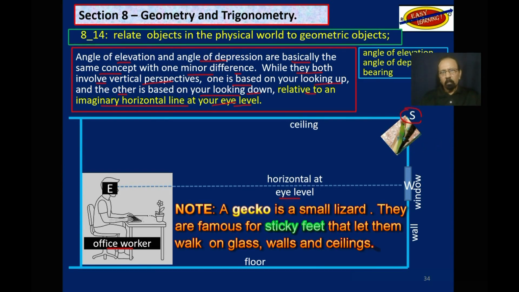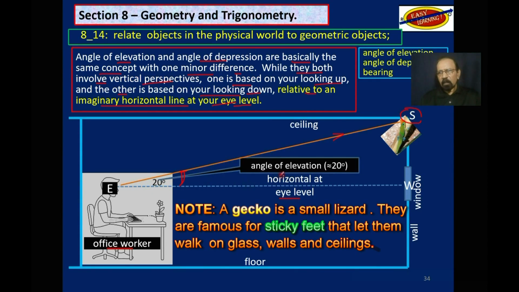Now, while the worker is working there, you notice something somewhere at the top here. Maybe a gecko climbing up this wall from the corner of his eye. So he looked straight at it like this. This is called a line of sight. Notice he looked up. The angle from this horizontal to that line of sight may be 20 degrees or more or less. But let us say it is 20. Now that angle is called the angle of elevation.